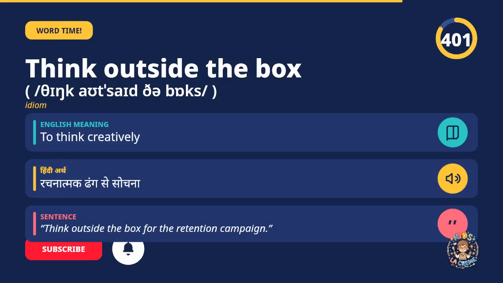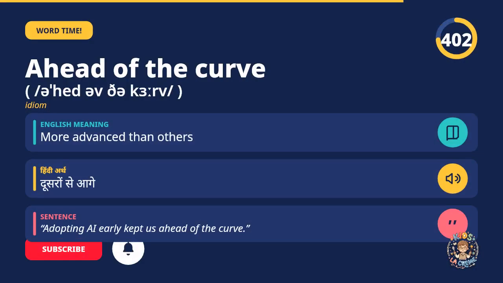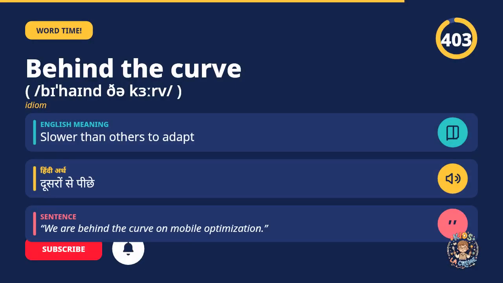Think outside the box. To think creatively. Think outside the box for the retention campaign. Ahead of the curve. More advanced than others. Adapting AI early kept us ahead of the curve. Behind the curve. Slower than others to adapt. We are behind the curve on mobile optimization.